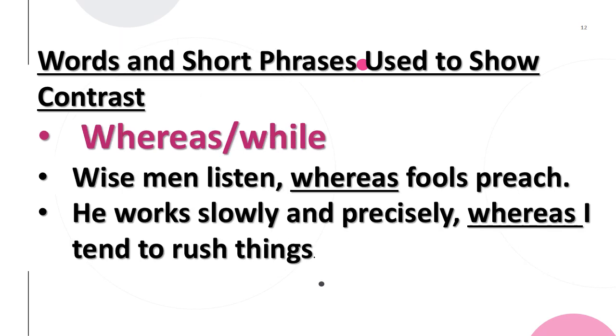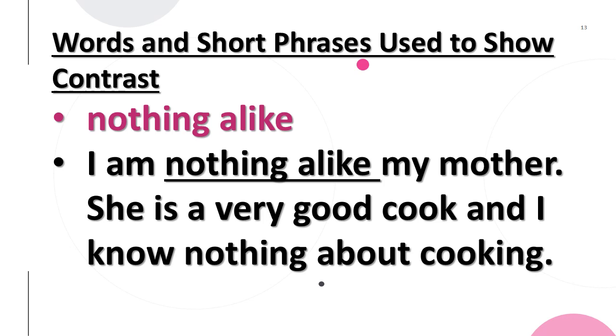Whereas and while can also be used to show contrast or difference. For example, wise men listen, whereas fools preach. Next example, he works slowly and precisely, whereas I tend to rush things. Nothing alike मतलब बिल्कुल सेम नहीं is also used to show how two things are different. For example, I am nothing alike my mother. She is very good cook and I know nothing about cooking.